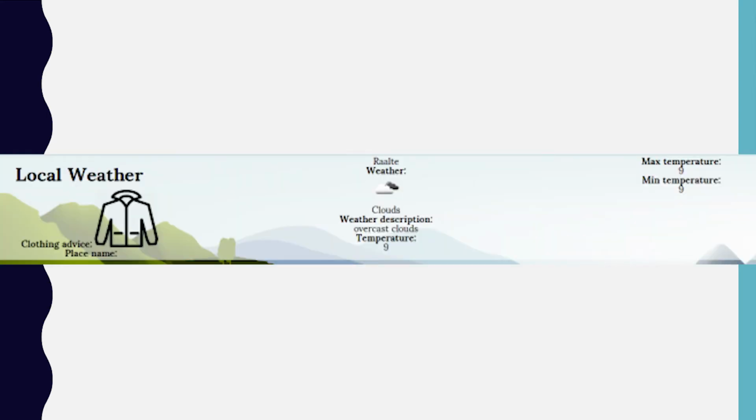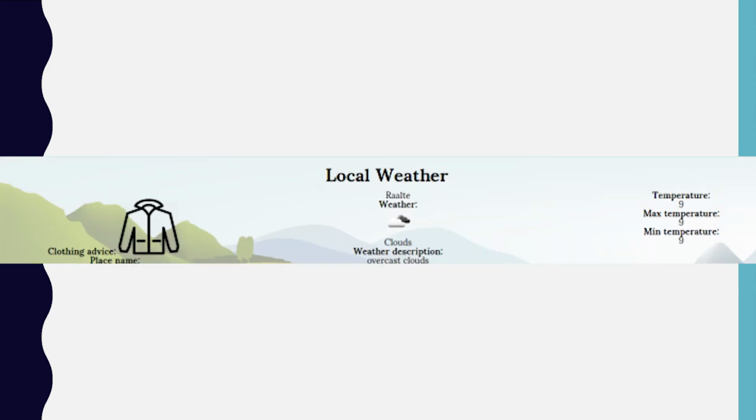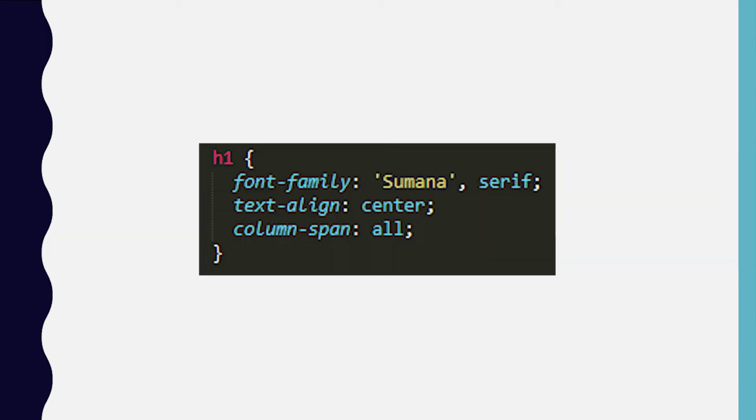In order to show all the information as clearly as possible, I use this code to make 3 columns. Because I want the title to span all the columns, I use this code.